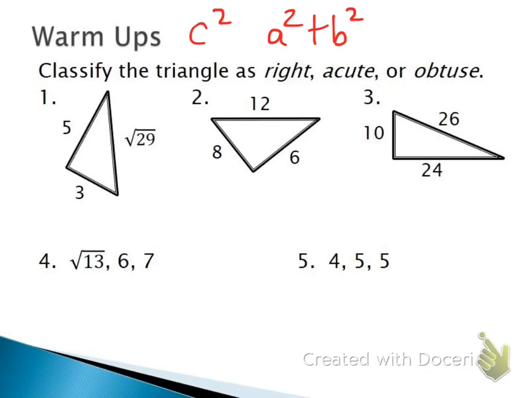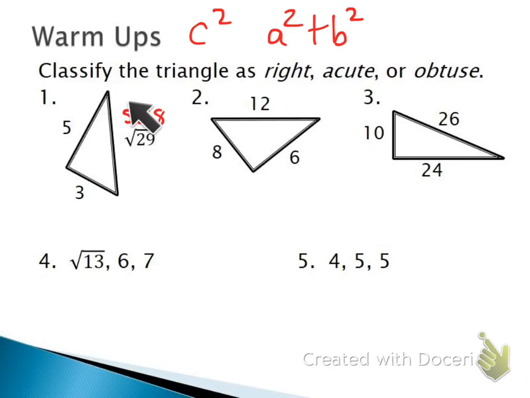Now on this problem, I've told you that I don't want decimals for radicals. However, on this problem, if you need to know what the square root of 29 is to compare it to the other two, to see which of the three is the longest, that's fine. So approximately what is the square root of 29? 5.38. So which side has to be C if this one is approximately 5.38? That side. This one is the biggest.